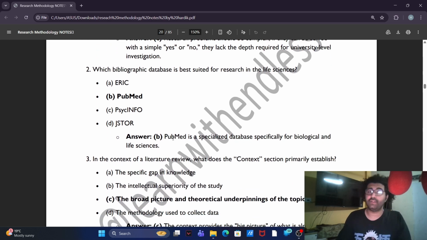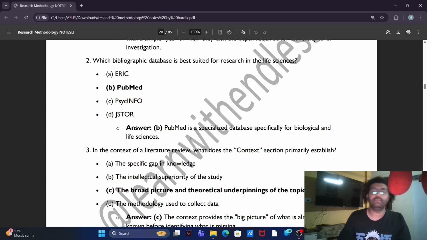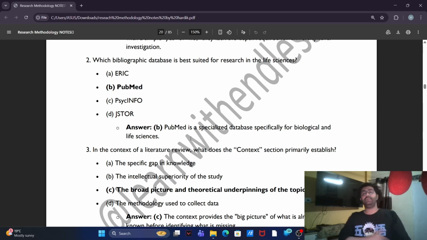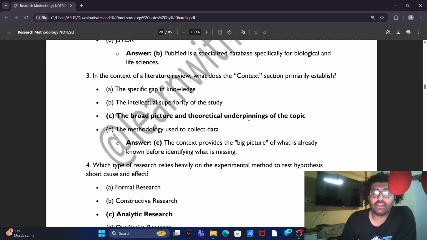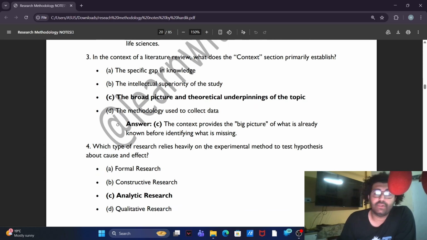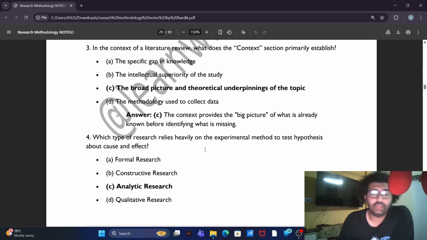Which bibliographical database is best suited for research in life science? As we have discussed again and again, it's PubMed, as it is a database specialized for biological and life sciences. In the context of a literature review, what does the context section primarily establish? It sets the broad picture and theoretical underpinnings of the topic. The context provides a big picture of what is already known before identifying what is missing.